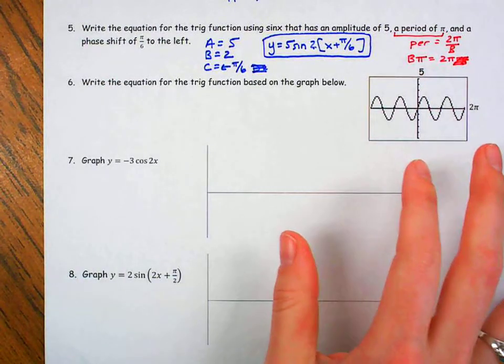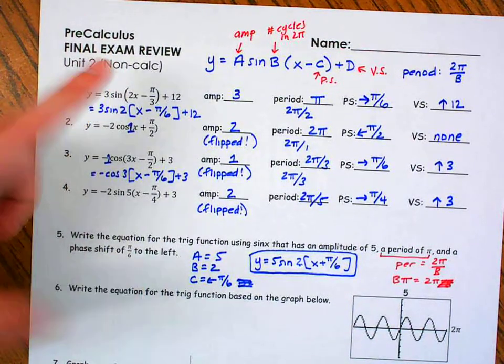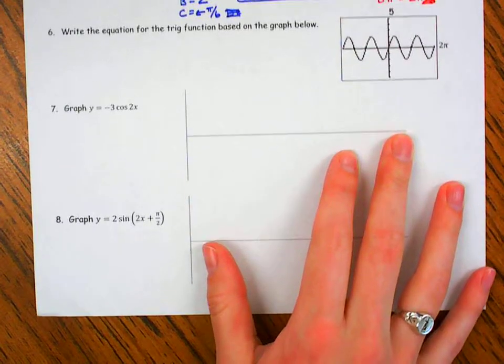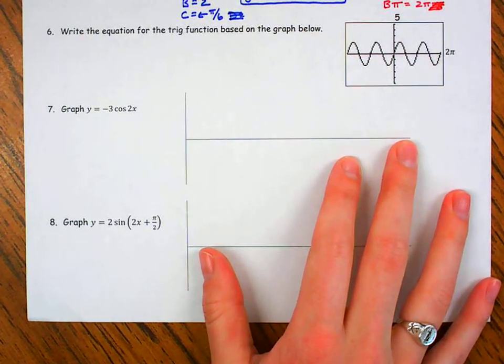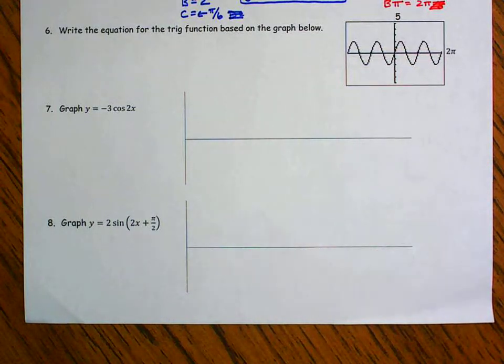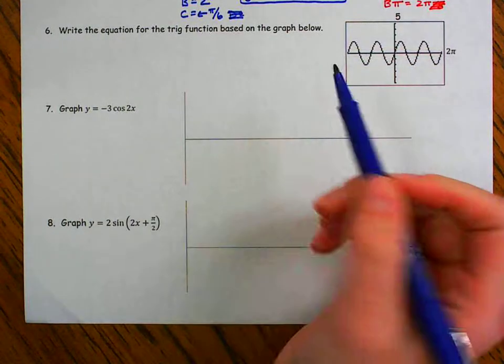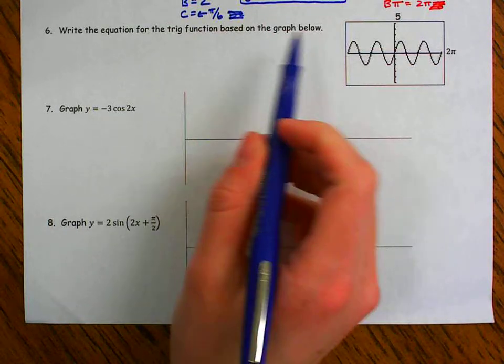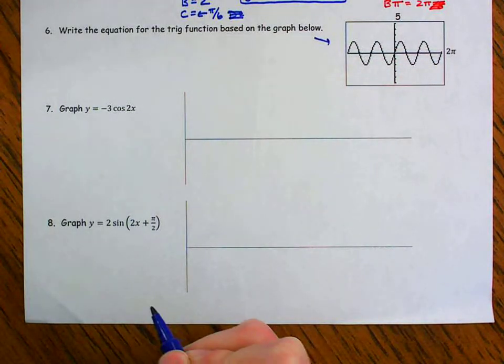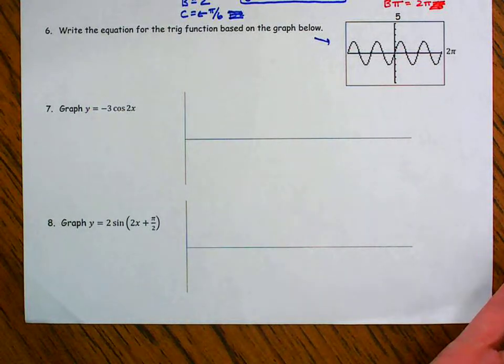Okay guys, so this is the second part of the Unit 2 final exam review sheet. Let's take a look at number 6 through 8. We're at the point where we're writing equations and graphing trig functions. Number 6 says write the equation for the trig function based on the graph, and by below we mean to the right.